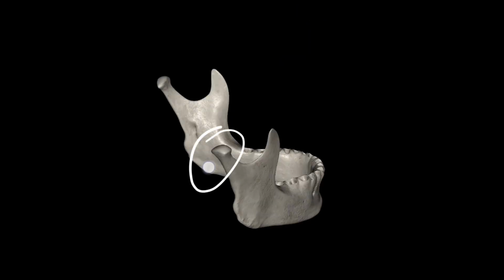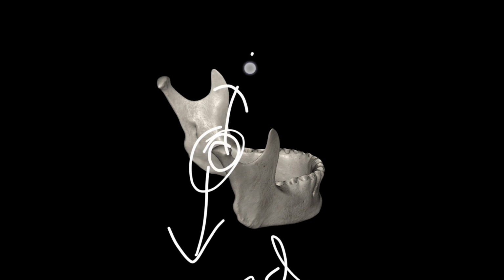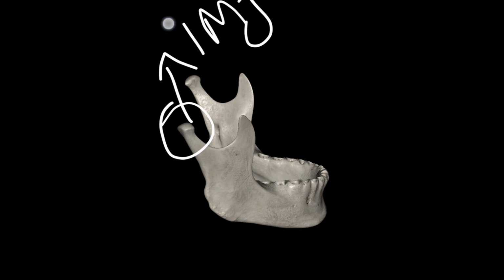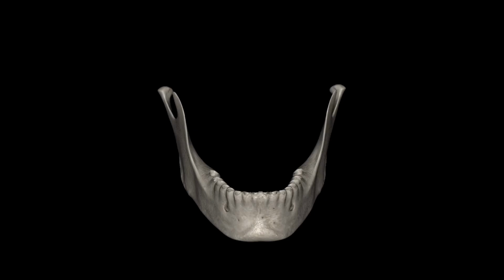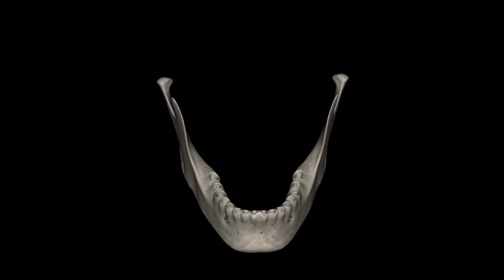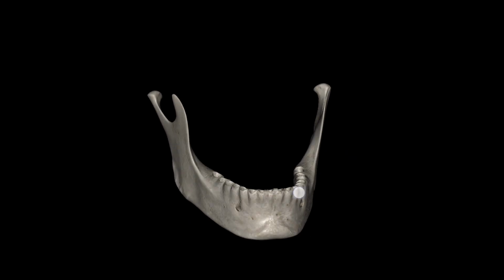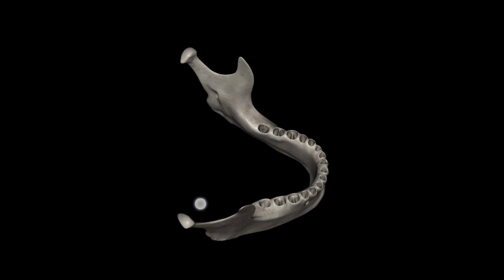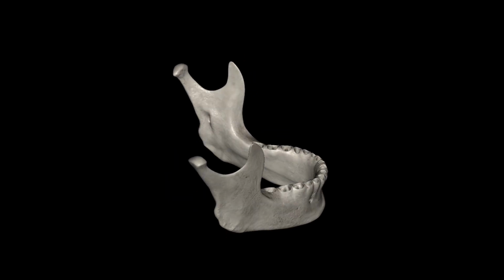And here it is the condyle. It is somewhat head-like, the condylar head. This condylar head forms the TMJ, temporomandibular joint, with the temporal bone. This helps the mandible in movements: lateral movements, upward and downward movements. All the movements are due to the TMJ.